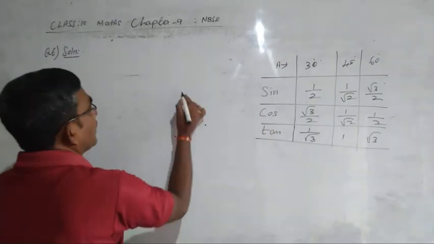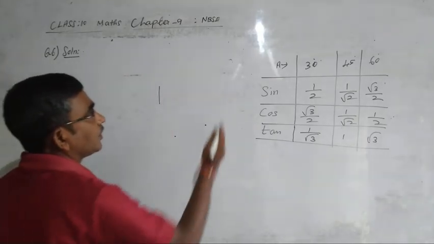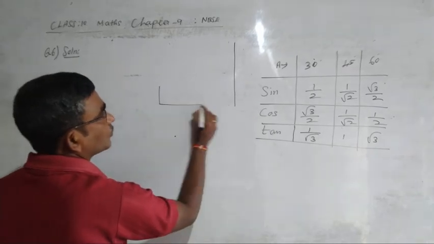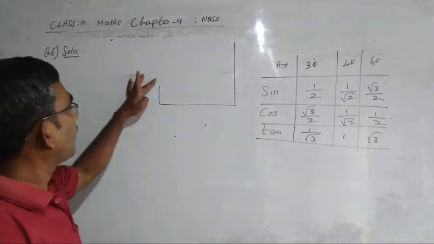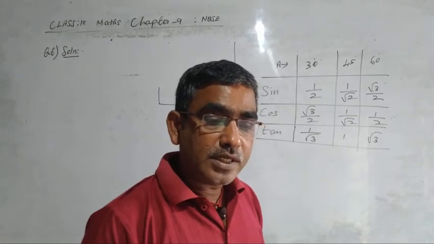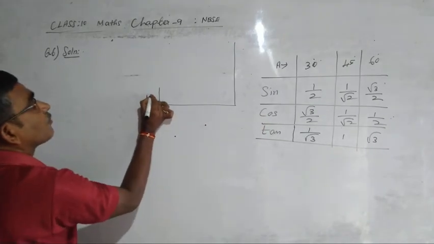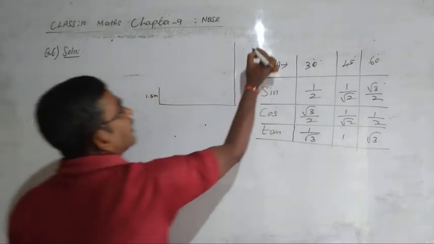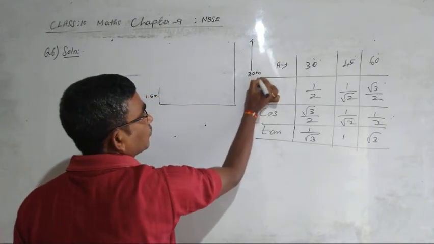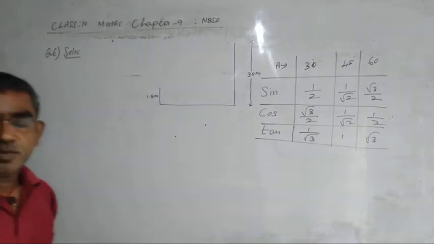A 1.5 meter tall boy, okay, the boy is 1.5 meter tall. He is standing at some distance from a 30 meter tall building. The building is 30 meter tall. The boy is standing at some distance from the building.